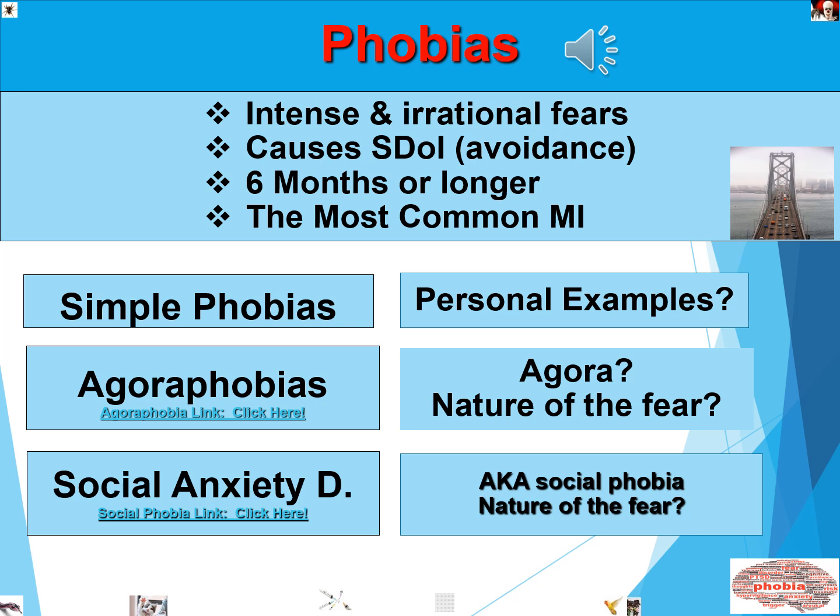So simple might be of animals such as dogs or cats or birds. Perhaps such things as needles or blood. Perhaps more unusual things such as lint or holes or styrofoam.